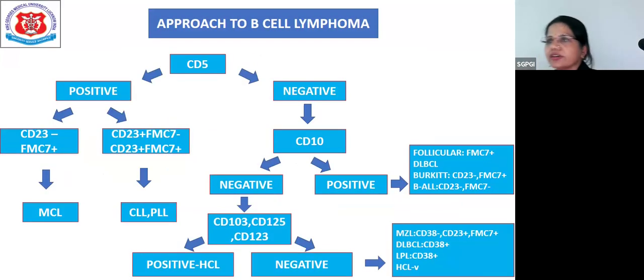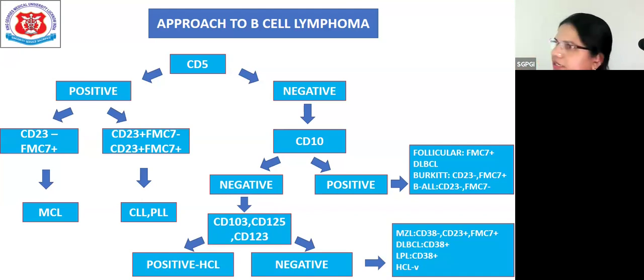Or you can use this algorithm also, wherein we take the CD5 positive cells. If CD5 is positive, check for the expression of CD23 and FMC7. If CD23 is positive, FMC7 is negative, it is CLL. If CD23 is positive, FMC7 is also positive, it is PLL. If CD23 is negative with FMC7 positive, it is mantle cell lymphoma. And of course, further you have to do the cyclin D1 or translocation studies.